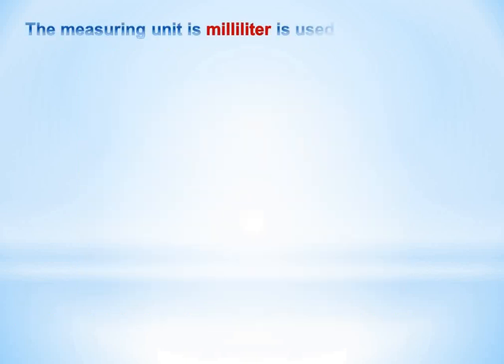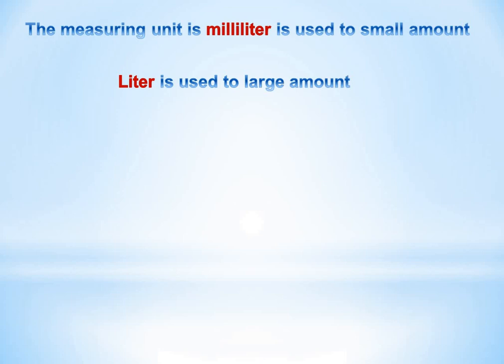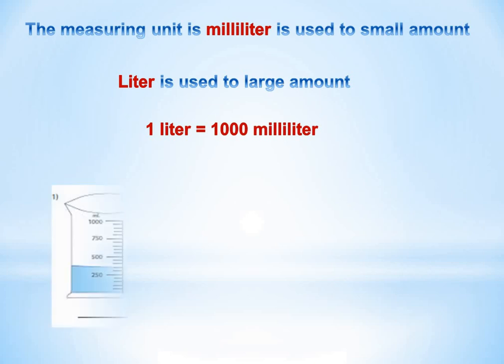Okay? We have two units to measure the volume of the liquid. The first one is milliliter. Milliliter is used for what? Is used for small amounts. Small amounts like what? Like the perfume in the bottle or the medicine in the injection. It's a small amount, okay? And liter is used for large amounts. Large amounts like what? Like the water in the bottle or the milk in the bottle. 1 liter is equal to 1000 milliliters. Again, 1 liter is equal to 1000 milliliters.